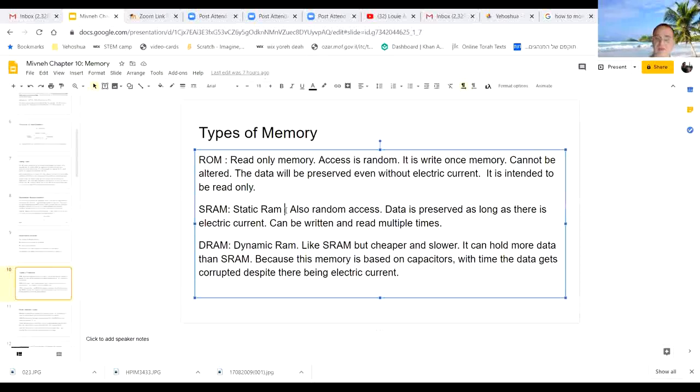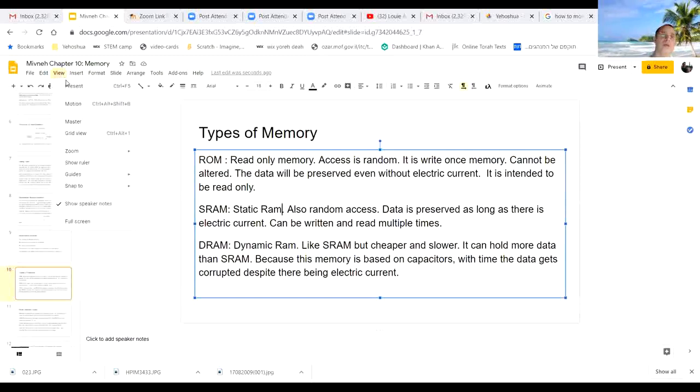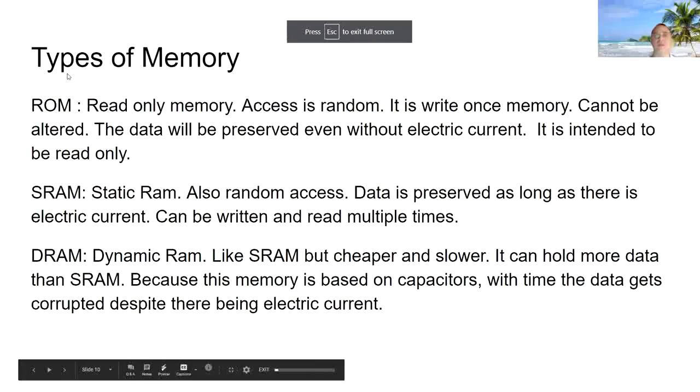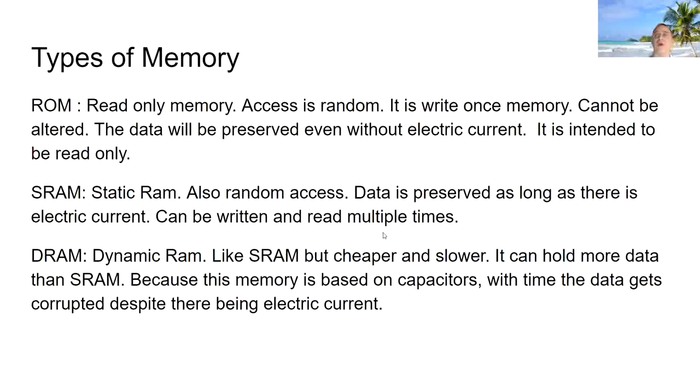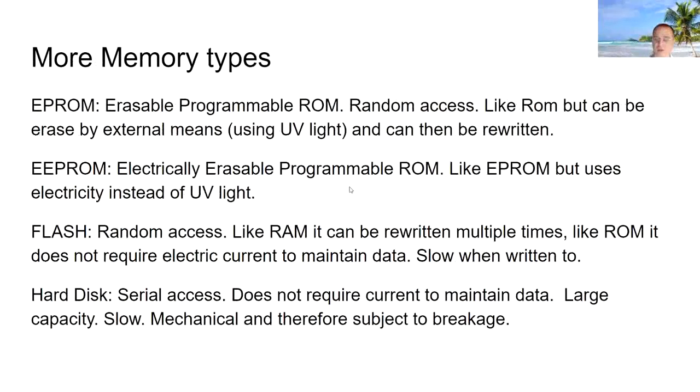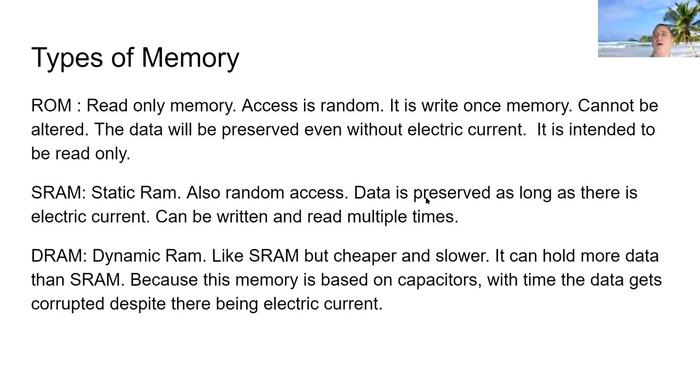The last slides of this chapter talk about that, that it gets ruined. But SRAM is better. It's also random access. Data is preserved as long as it can be written and read. But data is preserved only as long as there's electric current. I mean, we could add the word only. It's only preserved. It's a problem with it.